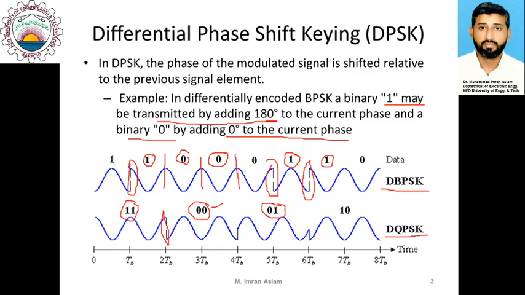For bits of 10 you would see a phase change of 90 degrees. So a 90 degree phase change reflects that the bits are 0 and 1, and 10 corresponds to a phase change of 270 degrees. So a 270 degree phase change would represent that the next 2 bits are 1 and 0. So this is differential phase shift keying.